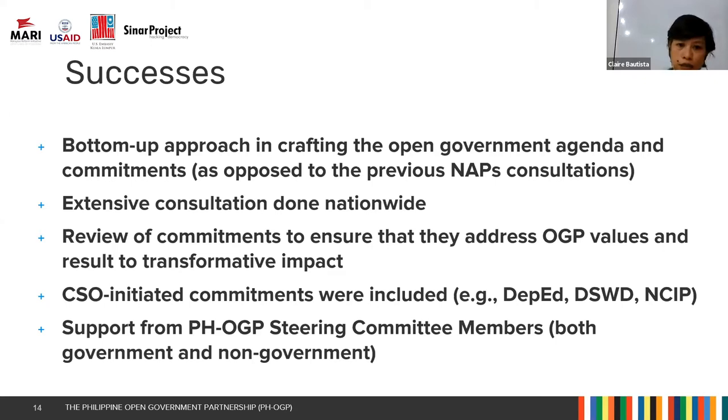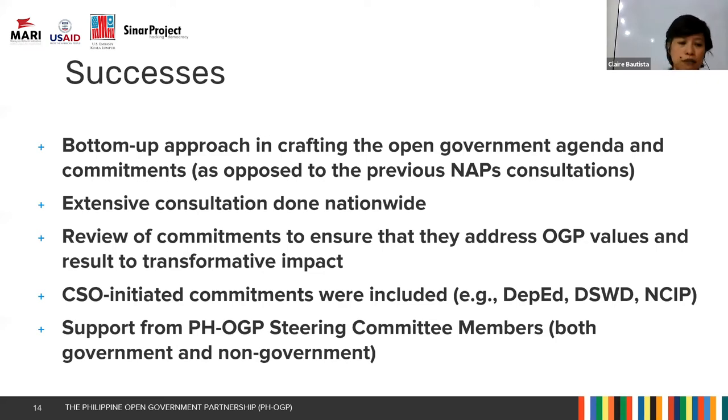Then also, there is extensive consultation done nationwide, as mentioned earlier, and a review of commitments to ensure that they address OGP values and result in transformative impact. GSO-initiated commitments were also included, examples of which are the Department of Education, the Department of Social Welfare and Development, and the NCIP, or the National Commission on Indigenous Peoples, and then support from OGP steering committee members, both from the government and the non-government side.